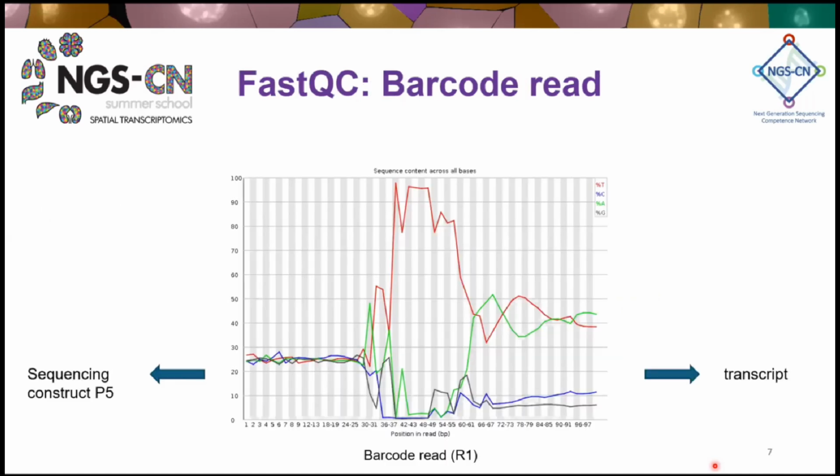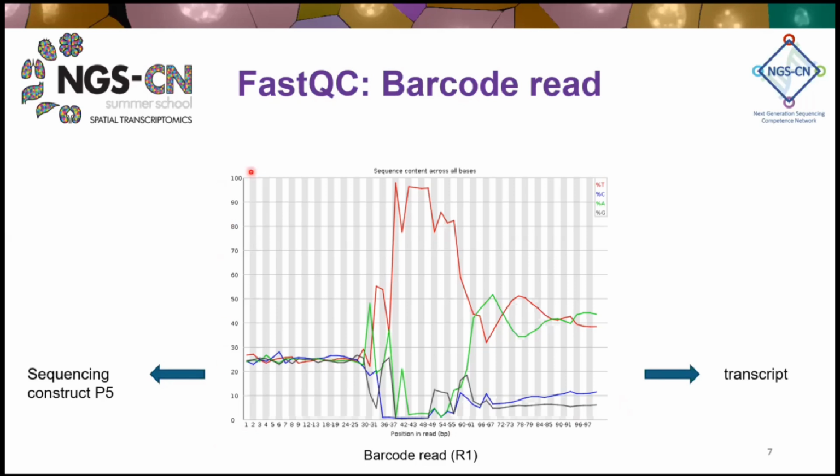We can confirm that this is indeed the case by running a tool called FastQC. FastQC is a tool for primary sequence quality control. One of the plots it produces for you is a sequence composition plot, and this is shown here. On the x-axis, you see the position in the barcode read. So here's the start, here's the end.